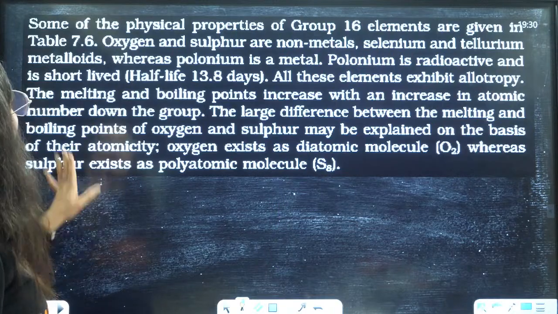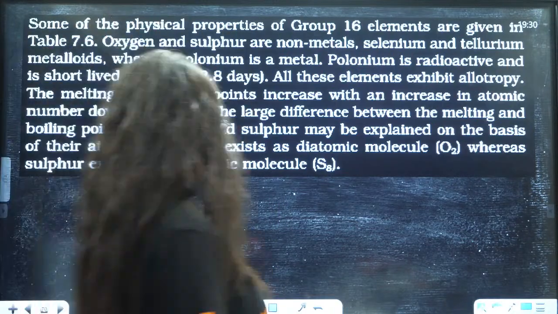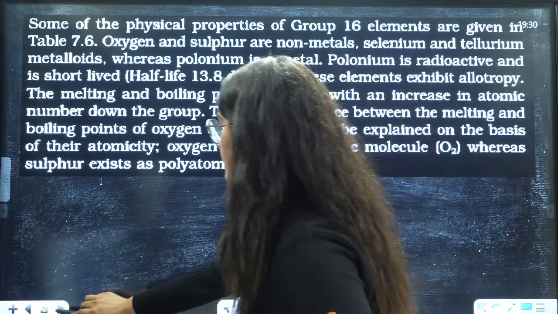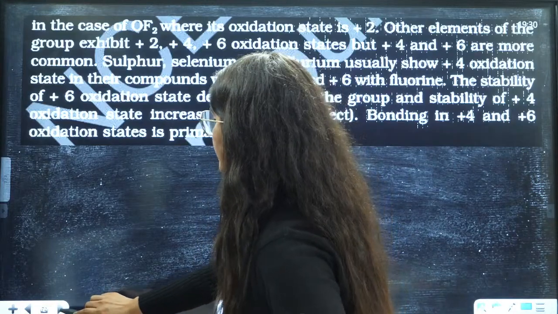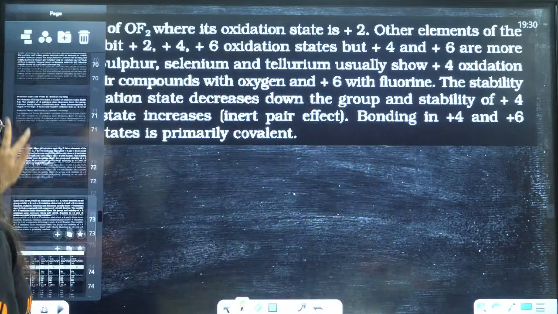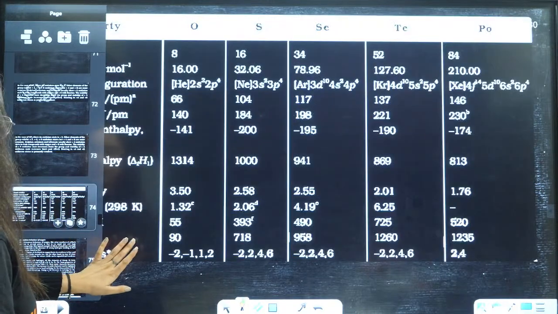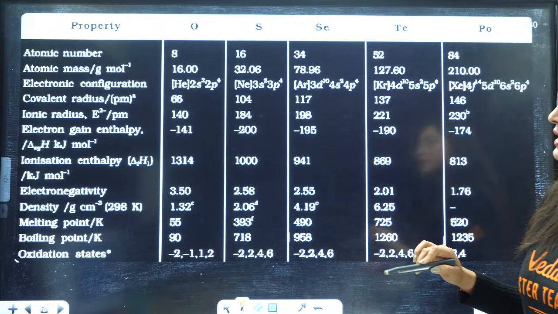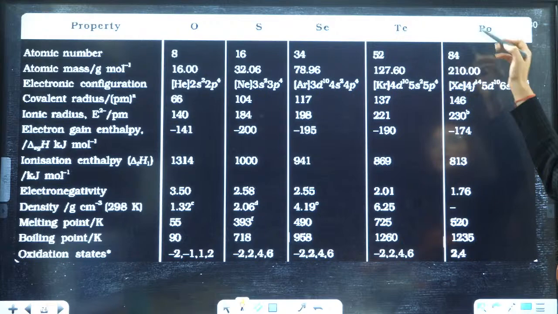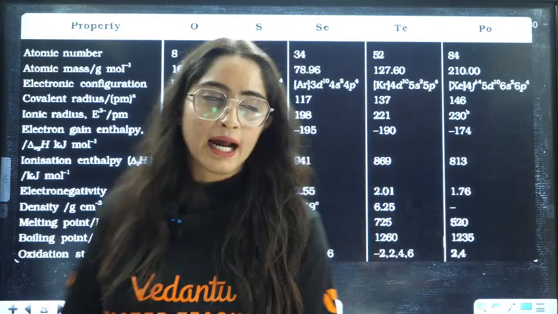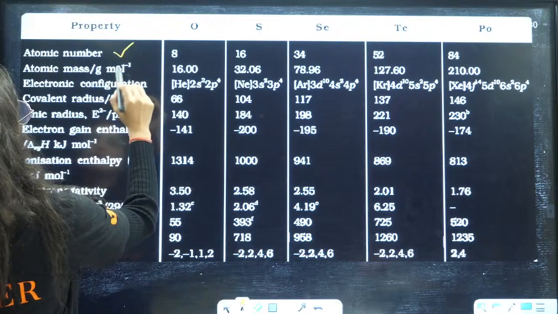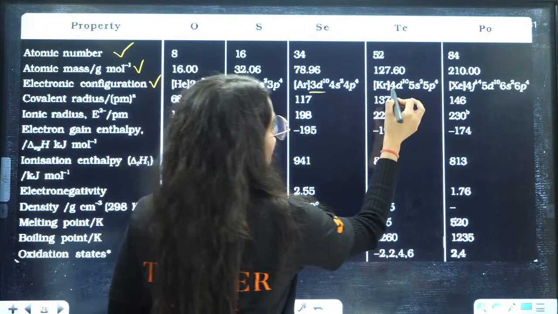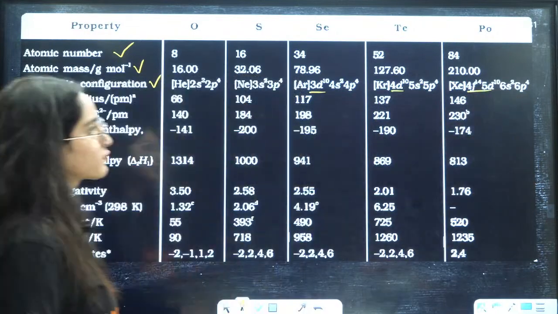Now, some of the physical properties of group 16 elements are given in the table. Let us see the table first. As you can see here, this is oxygen, sulfur, selenium, tellurium, polonium. Atomic number we know, atomic mass we know, electronic configuration we know, where 3d electrons, then 4d, 4f and 5d electrons are getting added.